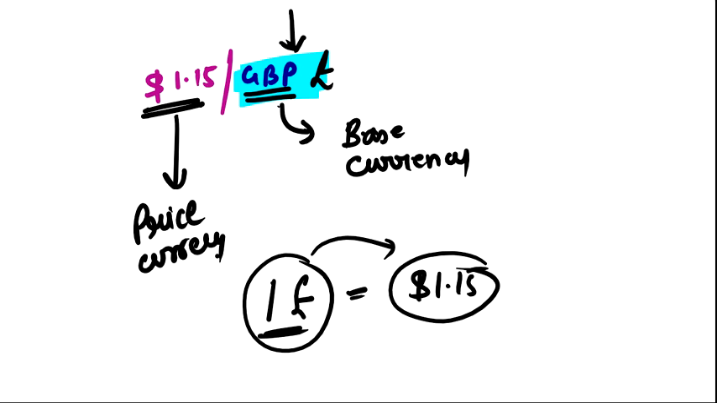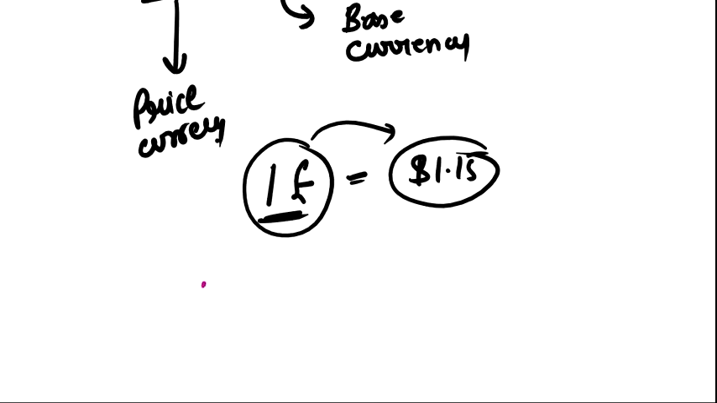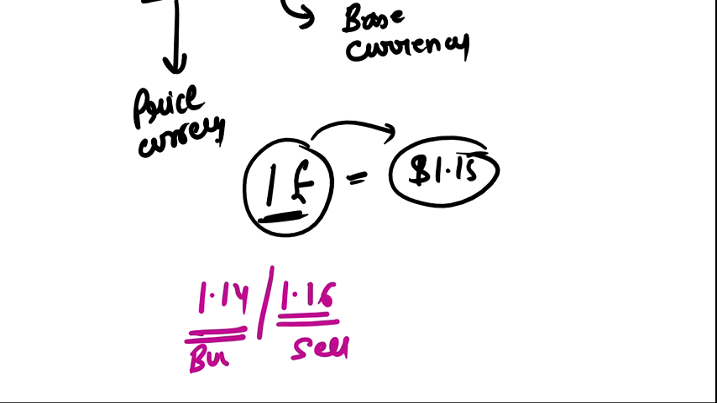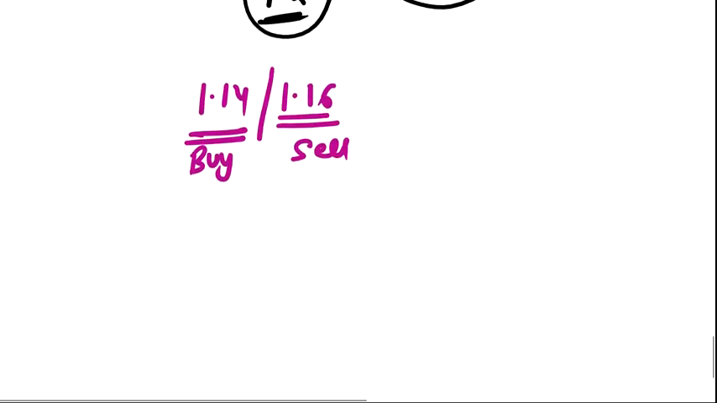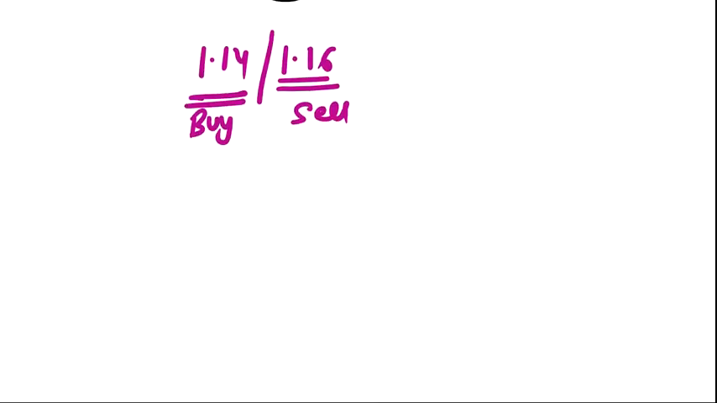Clear? So if in the market the rates are like this, then what is the dealer going to quote? The dealer will quote 1.14 and 1.16. It means he is going to sell at this level and buy at this rate, the dealer. But when it comes to the customer, he will sell at this rate and he will buy at this rate.